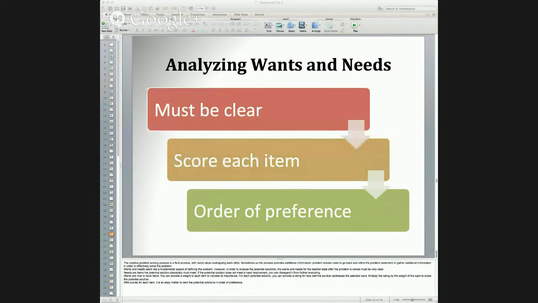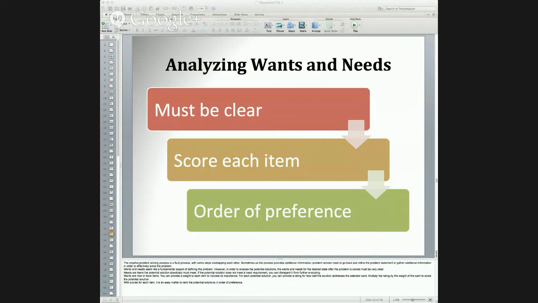Analyzing wants and needs. The creative problem-solving process is a fluid process, with some steps overlapping each other. Sometimes, as the process provides additional information, problem solvers need to go back and refine the problem statement or gather additional information in order to effectively solve the problem. Wants and needs seem like a fundamental aspect of defining the problem. However, in order to analyze the potential solutions, the wants and needs for the desired state after the problem is solved must be very, very clear.